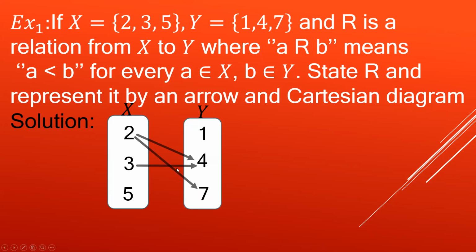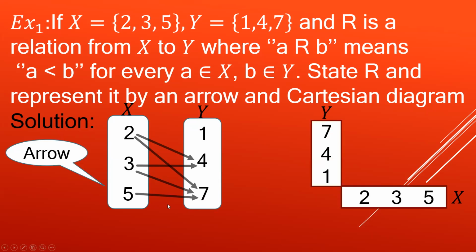And 3 is less than 4, draw an arrow from 3 to 4. And also 3 is less than 7, draw an arrow from 3 to 7. And 5 is less than 7, draw an arrow from 5 to 7. And this is the arrow diagram.